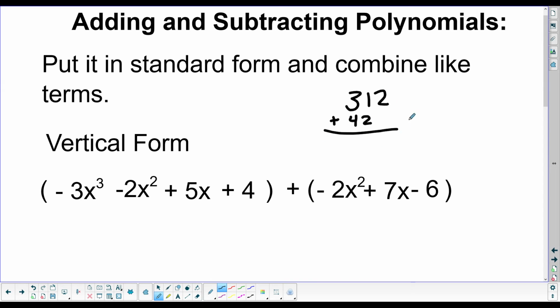Plus that adds confusion to it, right? So we want to make sure that those places, those placeholders, line up. So this would be 42. Okay, and then I would just add each one of these.